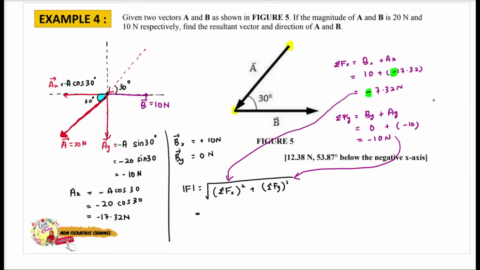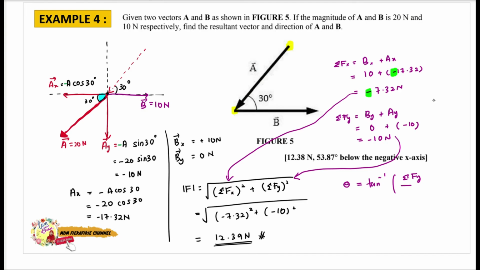Okay, so square root negative 7.32 squared plus negative 10 squared. And then the answer is, sorry, the answer is 12.39 Newton. Ini yang saya dapat, okay? And then don't forget to calculate the direction, the angle. Theta is equal to inverse tangent total Fy over total Fx.